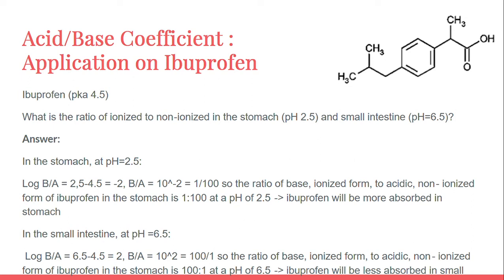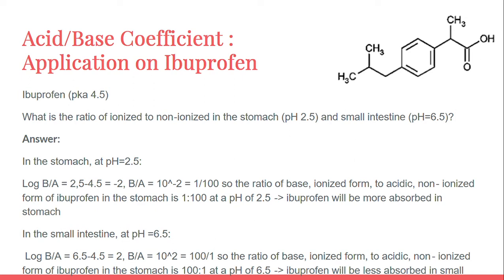The way you get rid of the logarithmic function in mathematics is that you give it as 10 exponent of. So for log B over A being equal to minus 2, B over A is going to be equal to 10 exponent minus 2, meaning 1 in 100. So the ratio of base, the ionized form, to acidic, which is the non-ionized form of ibuprofen in the stomach, is 1 to 100 at a pH of 2.5. Ibuprofen will therefore be more absorbed in the stomach.